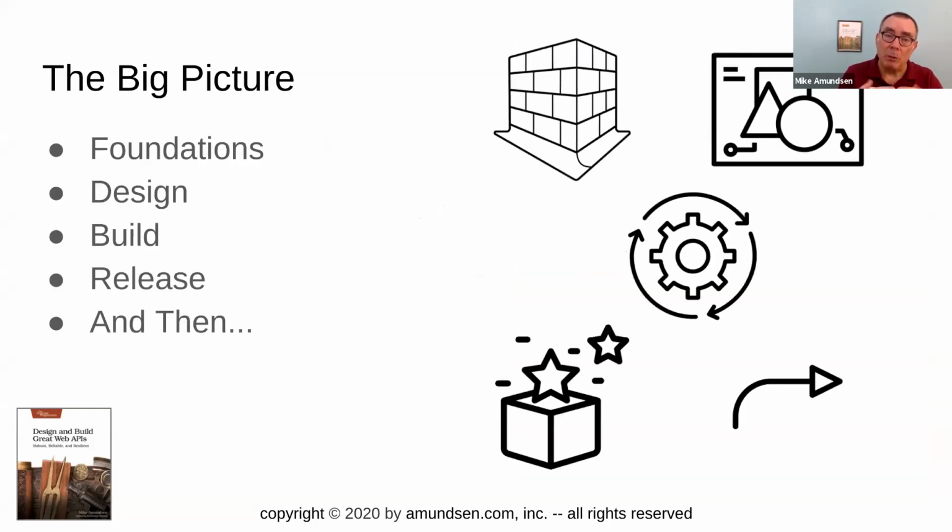All right, so I want to talk about this whole idea of designing and building APIs. It's a huge space, and I'm going to try to boil it down to some key parts. I want to talk a little bit about some foundations. Then I want to go right into the design, build, release sort of history or life cycle that makes sense. And then I want to talk about what happens after release. There's a lot that happens after release, and we'll get to talk about that as well.